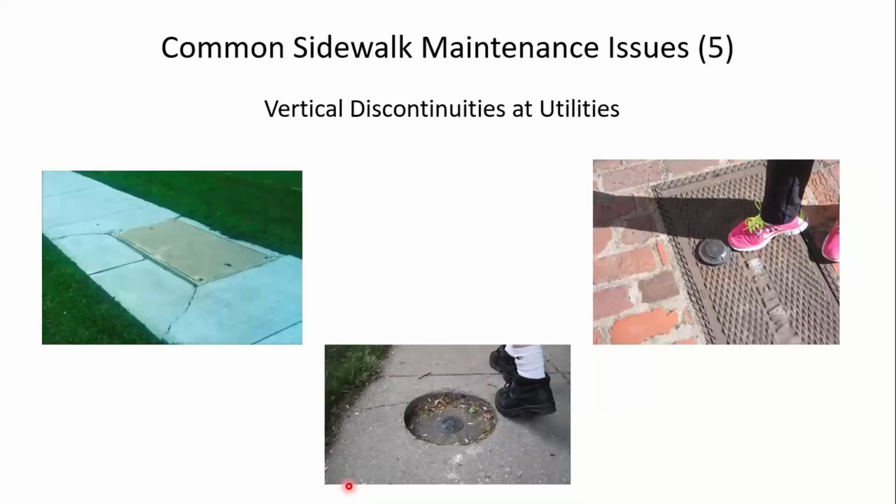Number of examples of vertical discontinuities at utilities, utility covers. Some of these, for example, it looks like the bottom center probably makes that sidewalk inaccessible. Others may be not so much an accessibility issue, but maybe a safety issue in terms of a tripping or slipping hazard created by the utility cover.